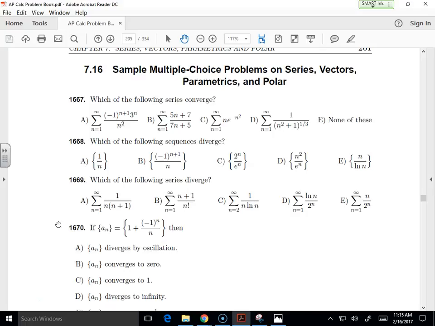Which of the following sequences diverge? I don't really know how to do divergence. 2 over 2 plus 1 is less than 1. A sequence has to either oscillate or go to infinity to diverge. C does not diverge.